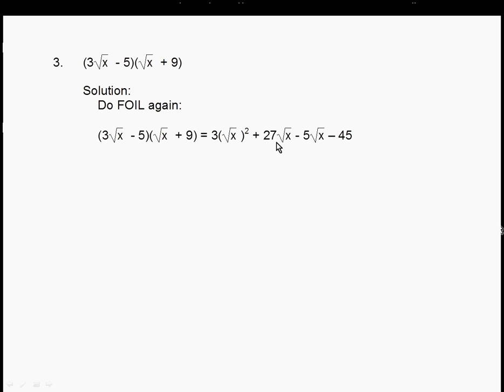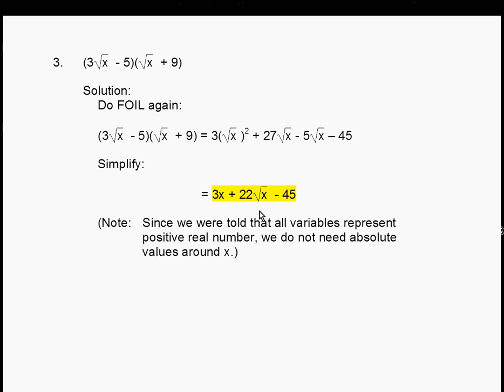Okay, the outer and inner will combine. Okay, and the square root of x squared, remember it's just x, because we're told everything is positive. So I'm going to have 3x. And then 27 minus 5, I get plus 22 square root of x minus 45. Okay, that's all you can do. Do it in this order. Remember, it's first, outer, inner, last.